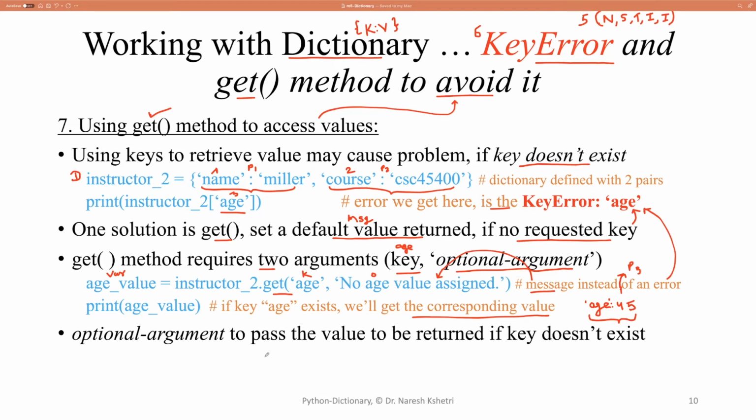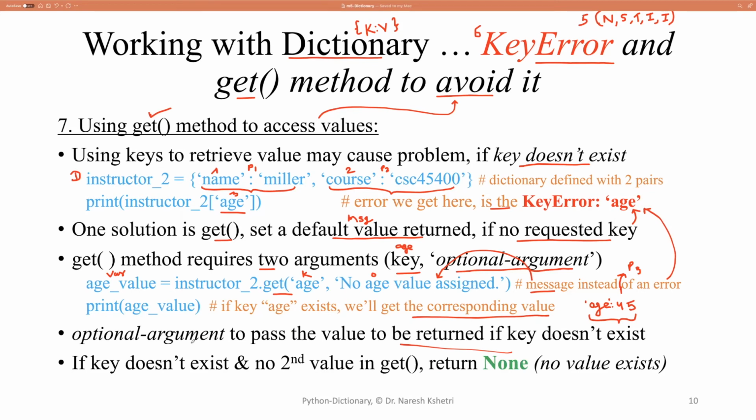So here the optional argument is just to pass the value to be returned if the key does not exist. If the key doesn't exist, we will get the message no age value assigned. And if the key does not exist and no second argument is assigned, then we'll get the None value, assuming no value exists. So either we will get this None, or whatever message we have assigned in the optional argument.